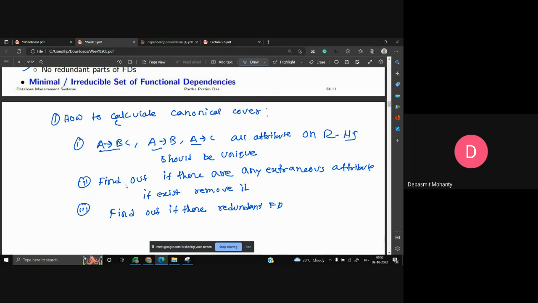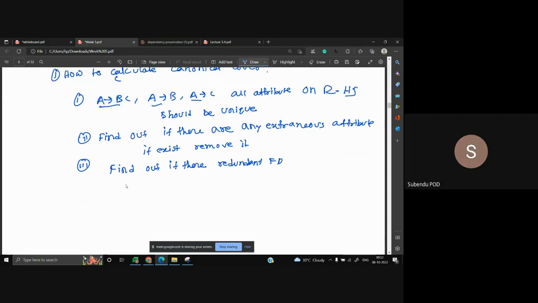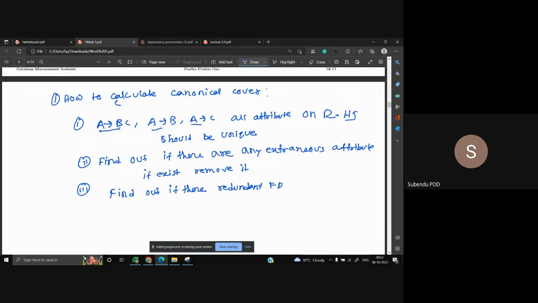So here, in the second point, we are trying to find extraneous attributes on the left hand side, not on the right hand side. If there exists A determines BC, you already write A determines B and A determines C, so the right hand side should be unique. Then you have to find the extraneous attribute, and if it exists, remove it. Then you have to find the redundant FD. If there is any redundant functional dependency, you have to remove it.